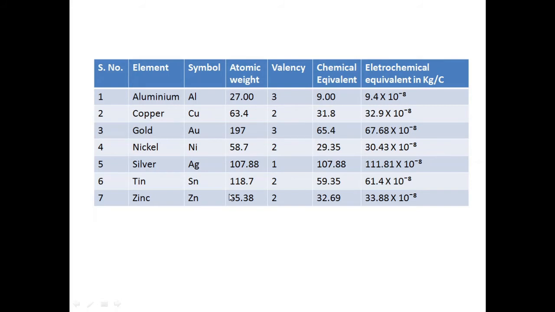So the chemical equivalent of different elements will be different. It is not the same. So according to the second law, the mass of substance liberated is directly proportional to the chemical equivalent of that particular element. This is what the second law says. Now let's look at different parameters and terminologies which we are going to use in this electrolysis process.